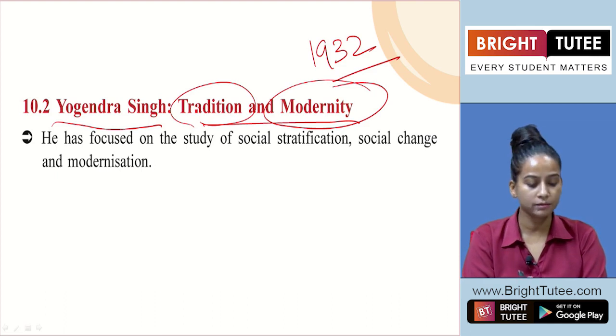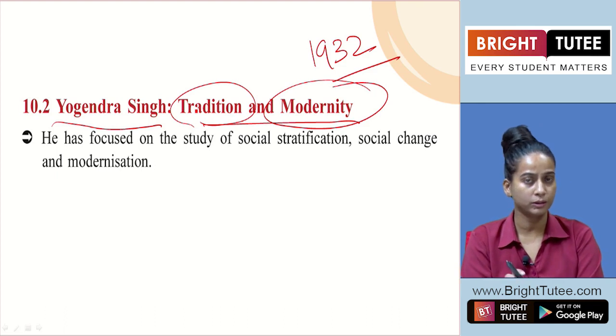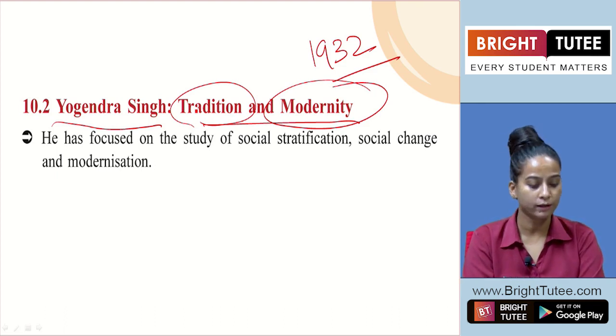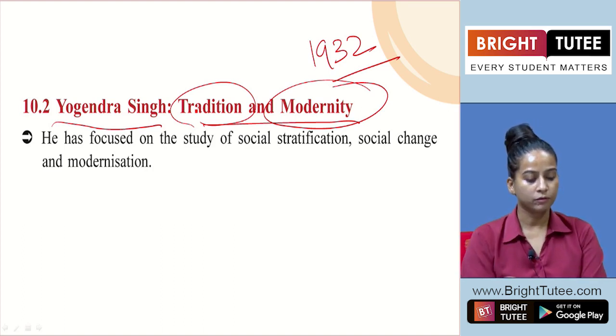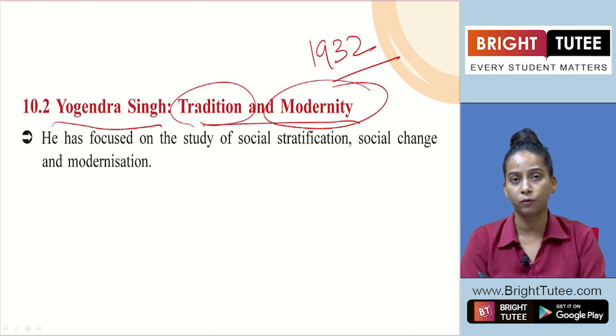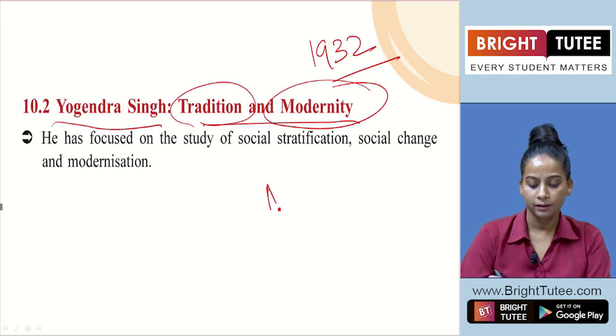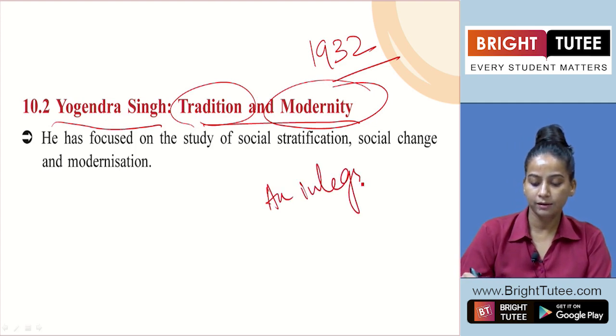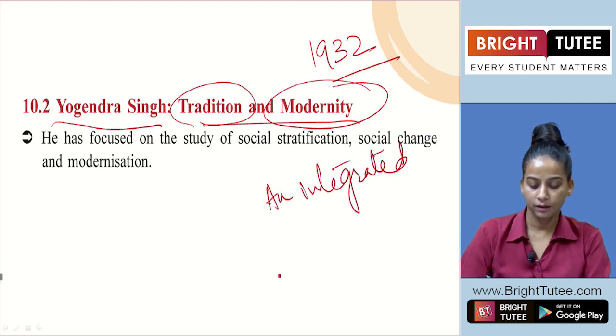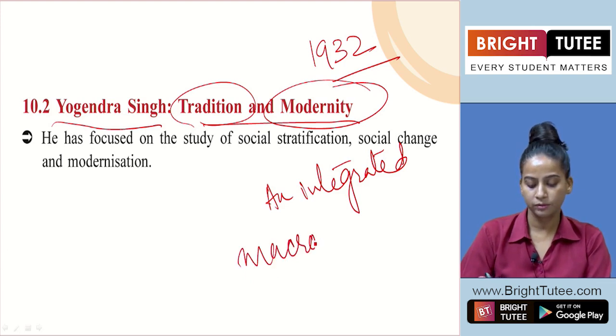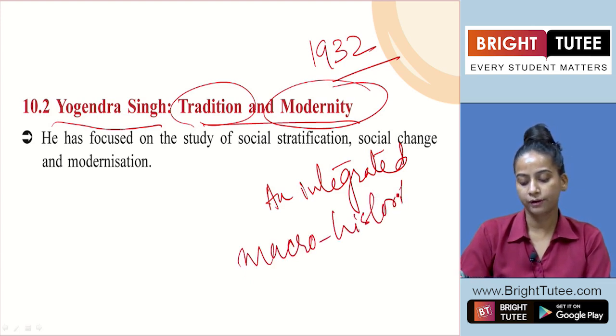Yogendra Singh was born in 1932 and is an eminent sociologist and a scholar. He is neither a Marxist nor a functionalist. If we talk about his approach to the study of Indian society, it is an integrated macro historical approach.